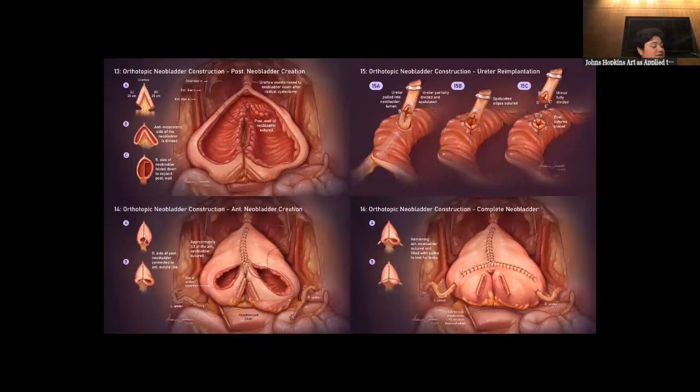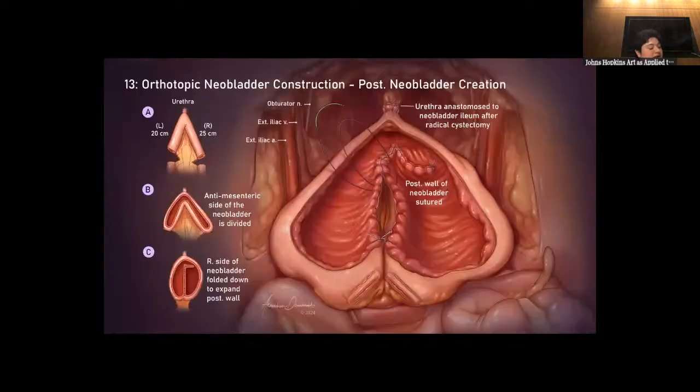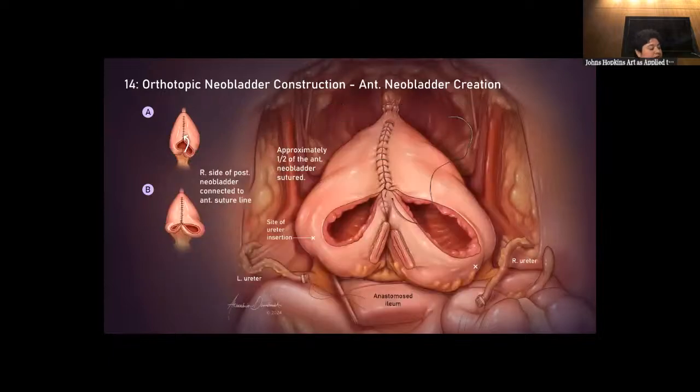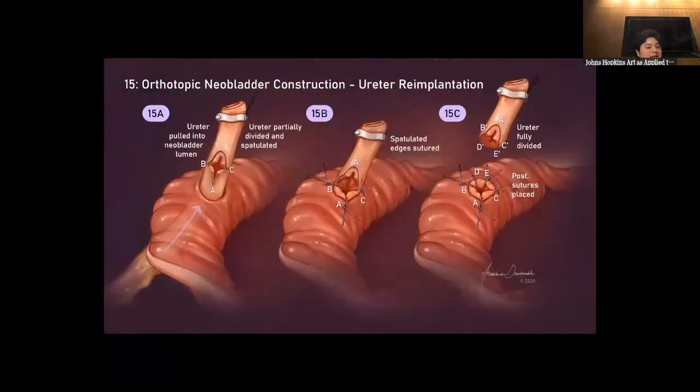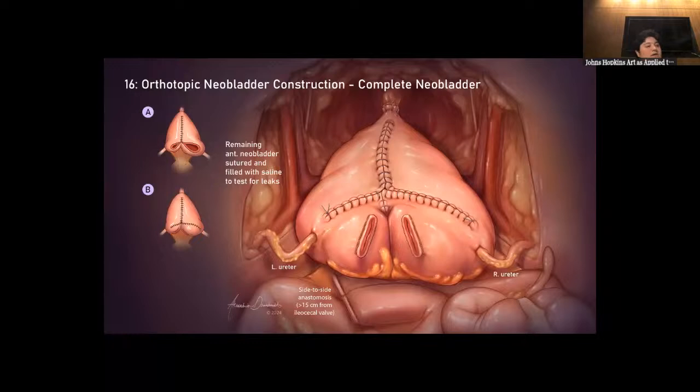The surgical procedure was illustrated for use in slide or video format. The main steps of the neobladder creation and ureter implantation are shown here, including suturing the posterior plate, suturing the anterior plate, ureter implantation, and the completed neobladder. I now welcome any questions or comments.